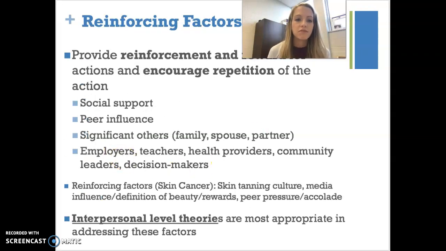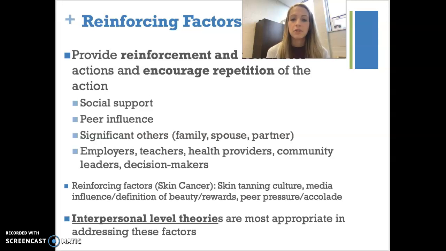All right, let's look at reinforcing factors. So providing reinforcement and reward for actions and encouraging repetition of those actions. You must have social support, right? Peer influence. If all of your peers work out 3-4 times a week, it's much more likely that you will do the same. If all of your peers are heavy drinkers, you're more likely to fall into that category of also being a heavy drinker. Your significant others, your family members, your spouses, employers, teachers, healthcare providers, role models, community leaders, decision makers, they all play a role in these reinforcing factors.